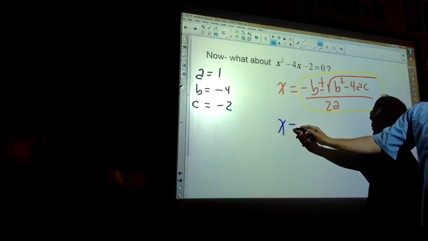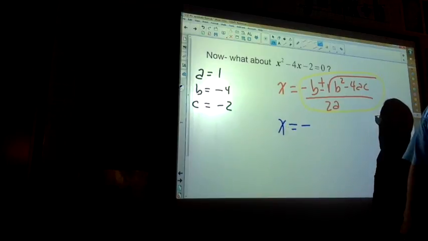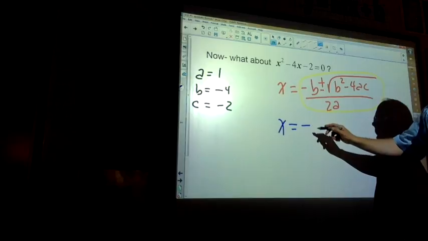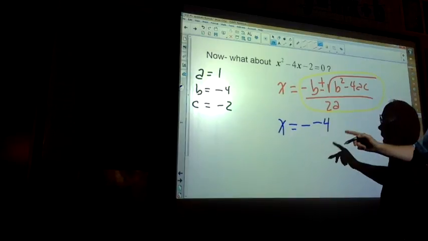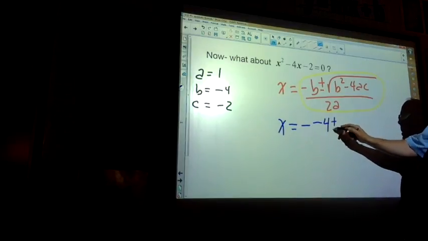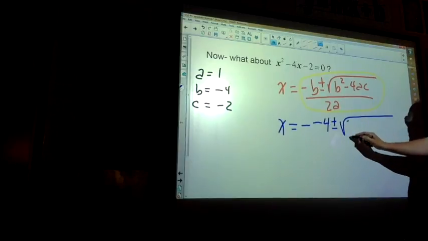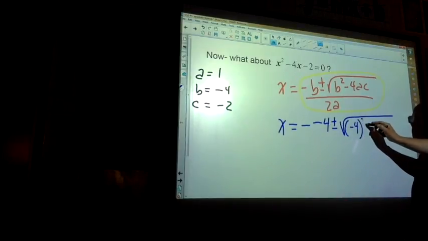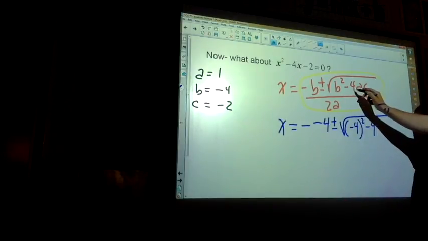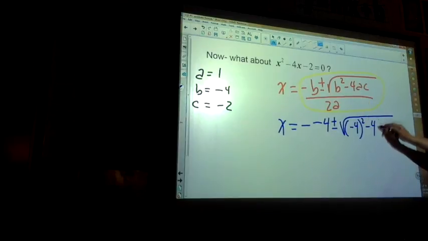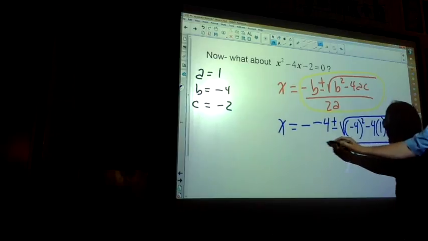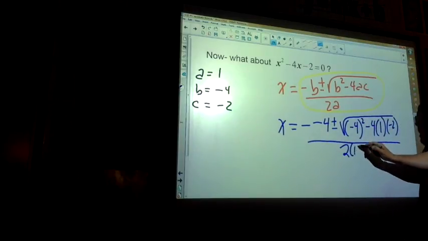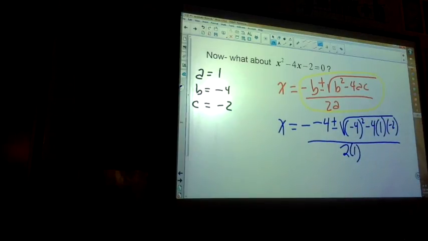So x is equal to negative, what's b? Oh, why is it positive 4? Because it's negative negative, right? So plus or minus the square root of b squared minus 4, that's a constant, stays there, times a times c, all divided by 2 times a. Take a look at that. Does that make sense where the a's, b's, and c's went?